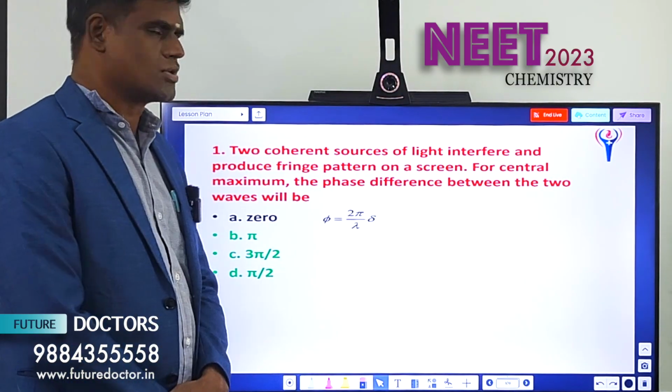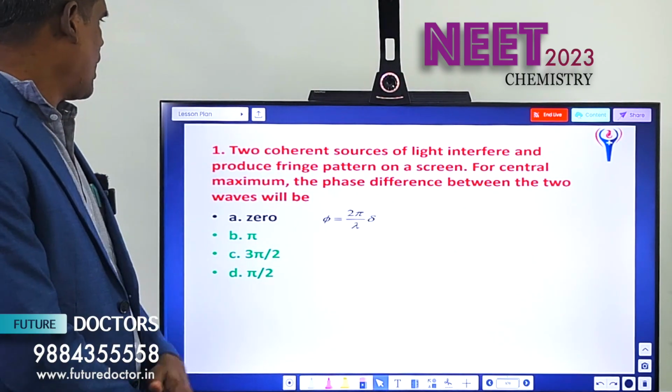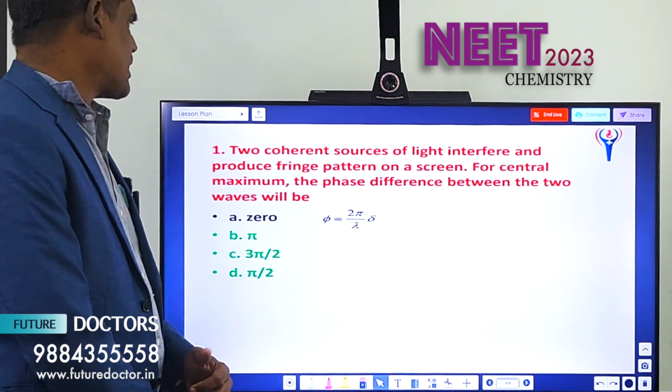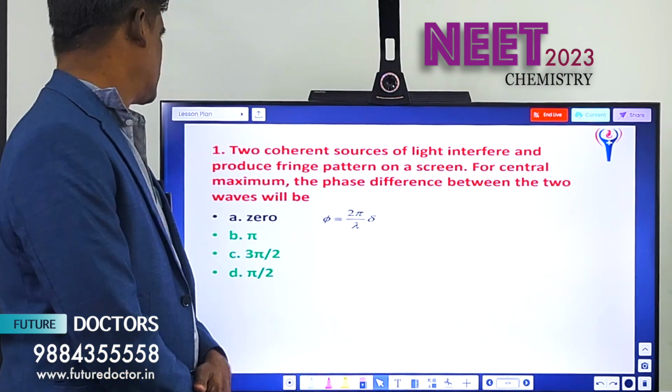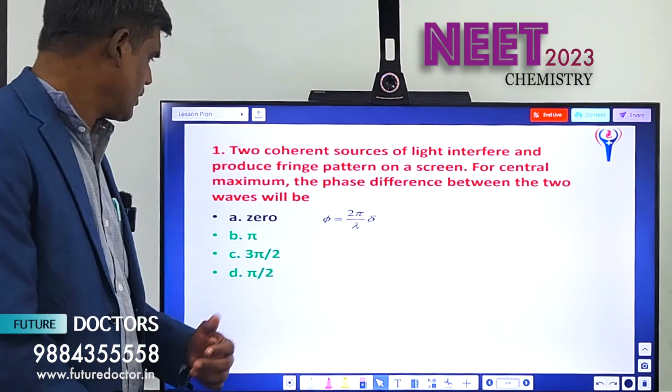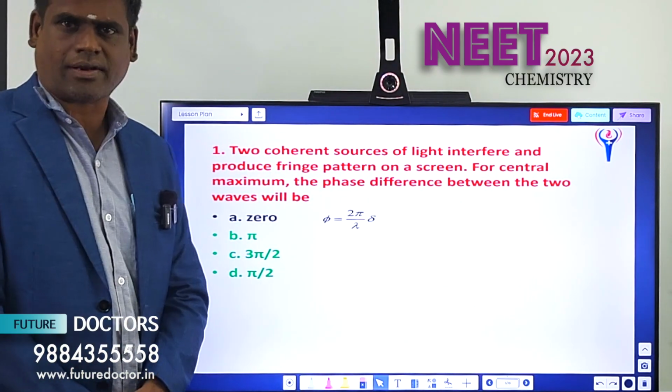Two coherent sources of light interfere and produce fringe pattern on a screen. For a central maximum, the phase difference between the two waves will be dash. I think most of you may have got the answer. I think option A, 0 is the correct answer.